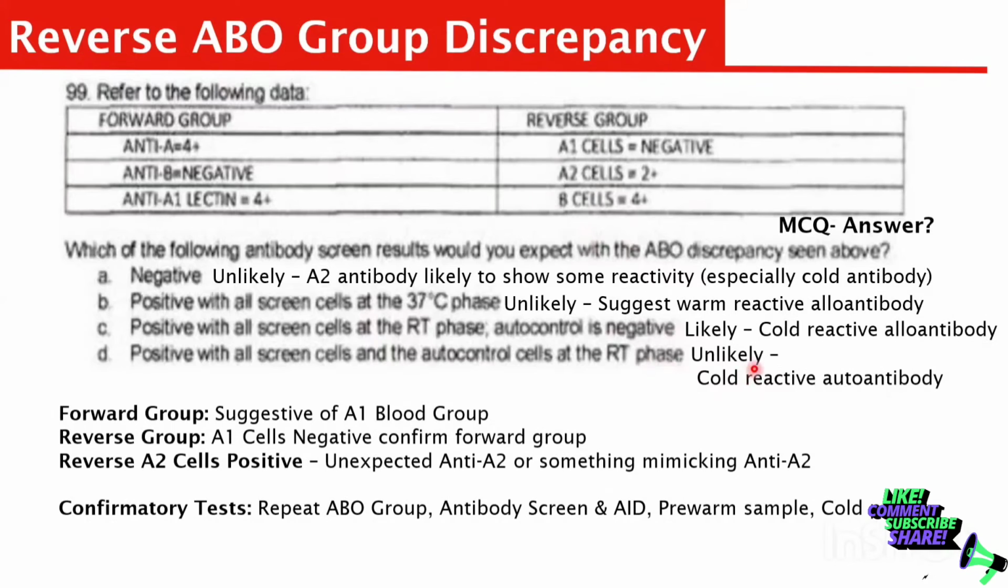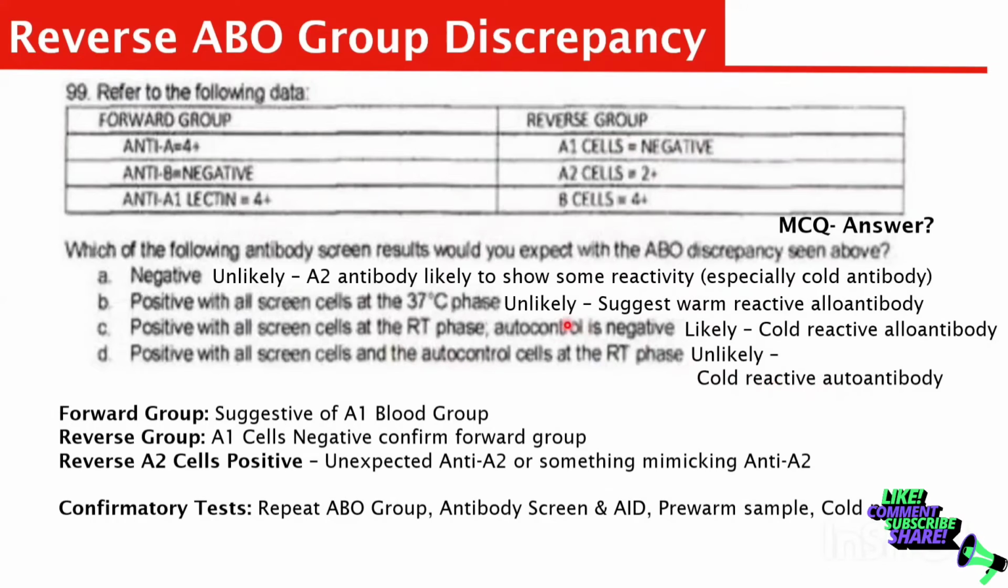Okay, so I say it's unlikely because this can be commonly seen in cold reactive autoantibody. Let me also say this: if it is actually an autoantibody, perhaps you're going to get a pan reaction here. This place may not be negative, it's going to be positive. Okay, and this place will be positive and this place will be positive. So I don't think that it is an autoantibody.